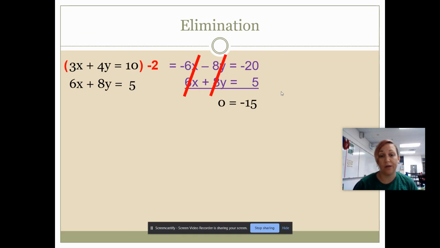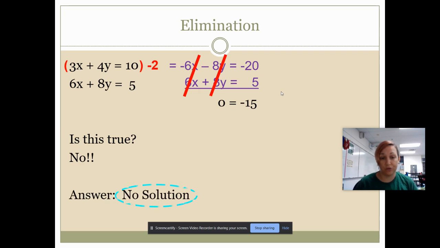That is mandatory, because we're going to look at that step and we're going to ask ourselves, is this true? If it is true, just like on that previous example, you would write infinitely many. This statement is not true. It's false. When you get a false statement, then you write no solution. And remember from our graphing video that no solution means that we have parallel lines. Okay, so these would be parallel lines.